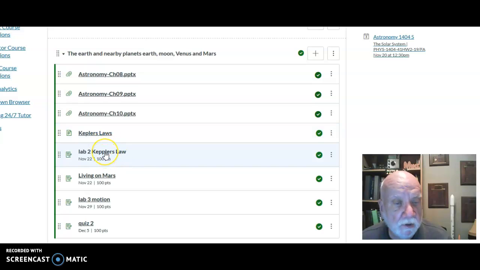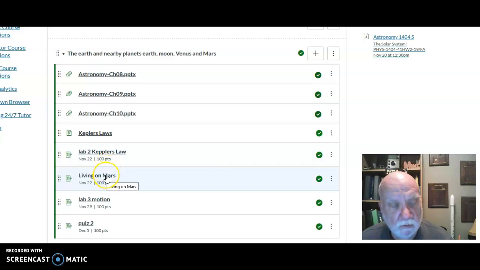Then there is a Kepler's law assignment, which we have to do. And these two things will tell us a whole lot more about how planets move together. And I would appreciate it if you could start working on the Kepler's law assignment. Plus one other thing I'm going to talk about.